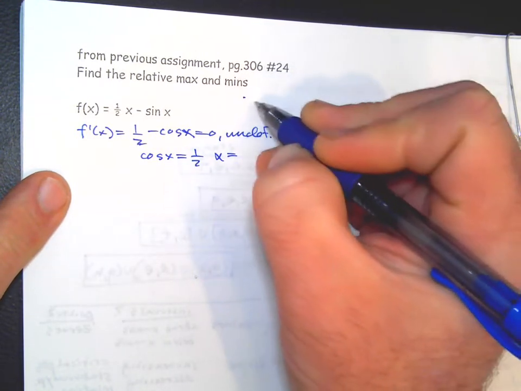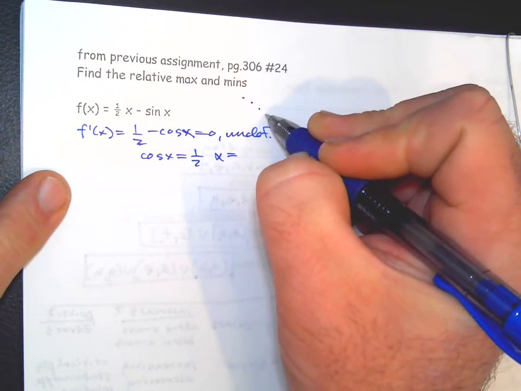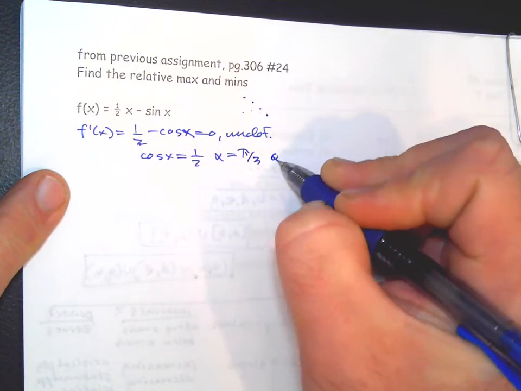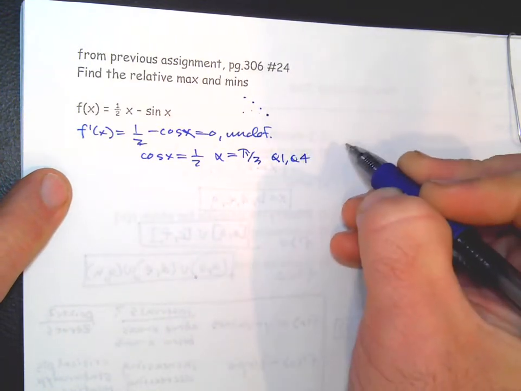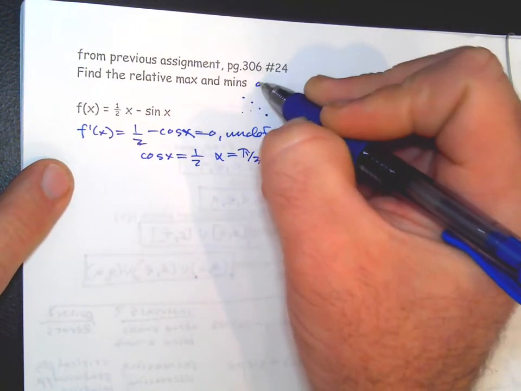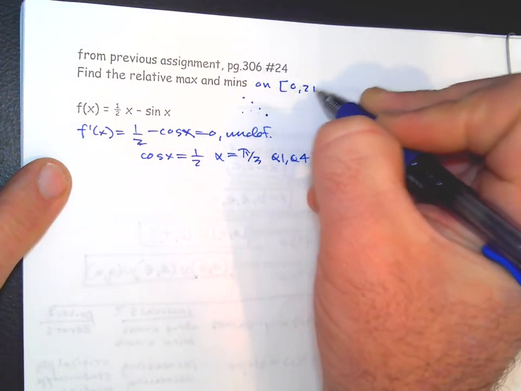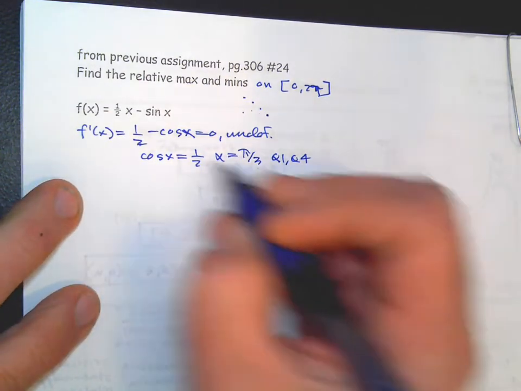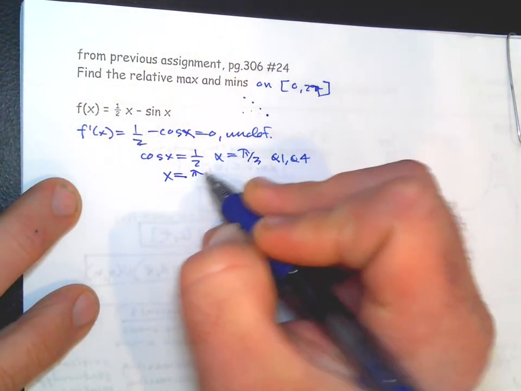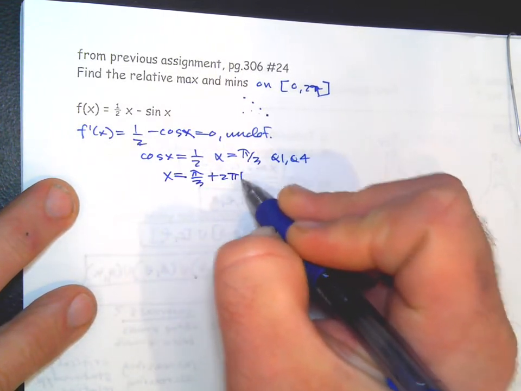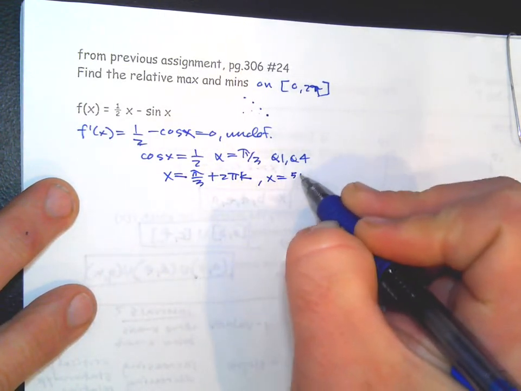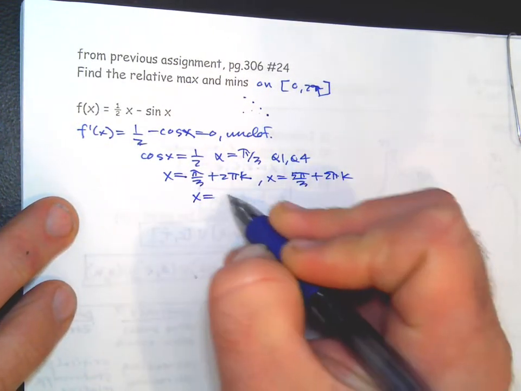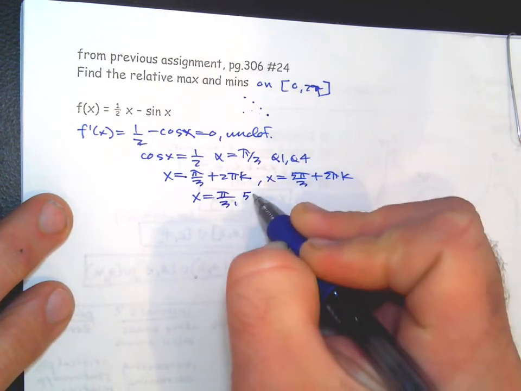Well, it starts at 1, root 3 over 2, root 2 over 2, 1/2. 0, pi over 6, pi over 4, pi over 3. Quadrants 1 and 4 is when it's positive. And specifically, we're looking on 0 to 2 pi here. Got to give some restriction, otherwise you get infinite answers. Okay, so x equals pi over 3 plus 2 pi k. x equals 5 pi over 3 plus 2 pi k, but we only want the answers between 0 and 2 pi. So pi over 3 and 5 pi over 3.